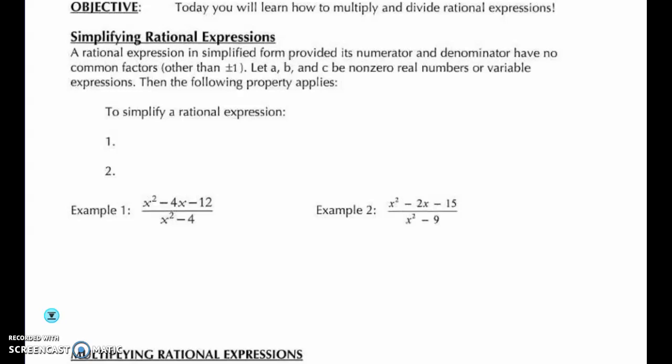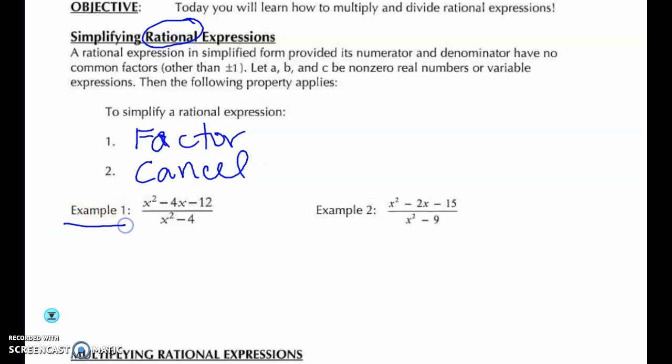Okay, so the first thing that we're talking about here is rational, and that means fractions. That's all that means, okay? And when we're going to simplify a rational expression, the first thing we want to do is to factor and then cancel. So I'm going to show you what I mean by that.